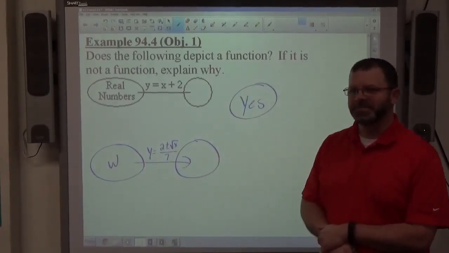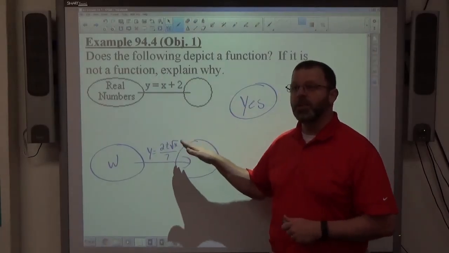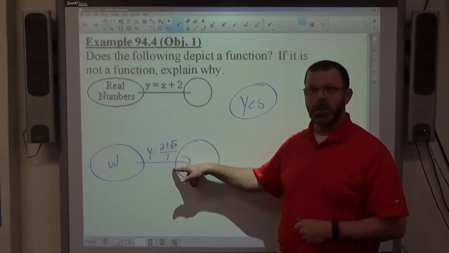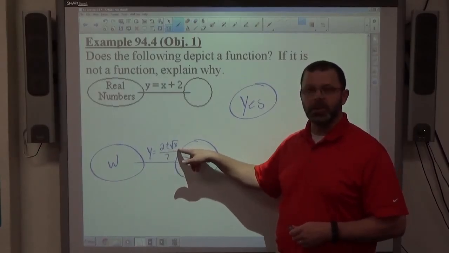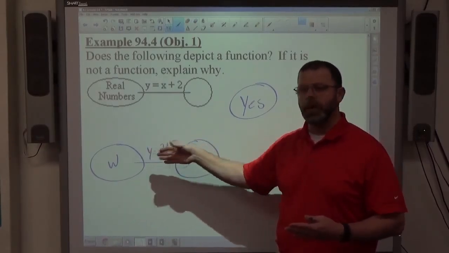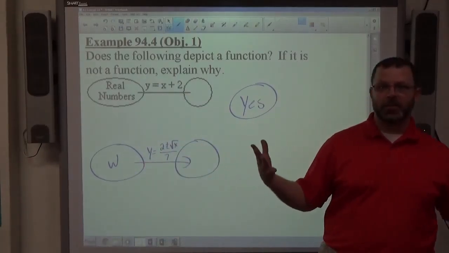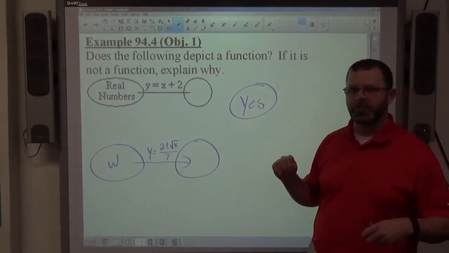All right. So if I put 0 in, what's 2 plus 0? 2. Over 7 makes 2 7ths. 2 minus 0? 2 7ths. So if I put 0 in, I get 2 7ths out, right? I put one number in, I get one number out. It's acting pretty good, right? It's being very functional for us, right?